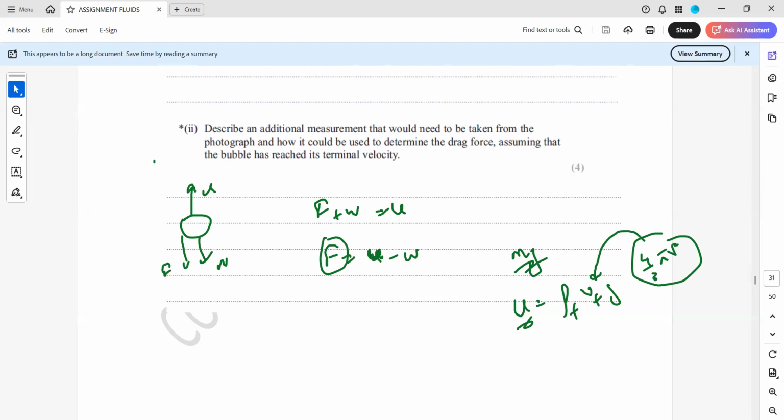That's how it can be done. Using the formula we determine the volume of the sphere, and using mass times gravity we determine the weight of the bubble, and then subtract them to get the viscous drag or the drag force. So this is a question from the fluids topic.